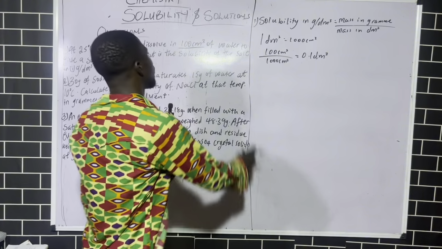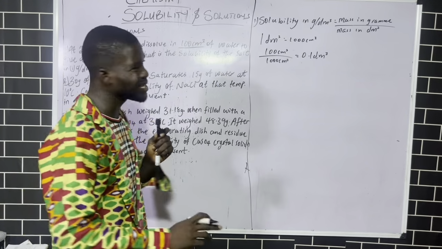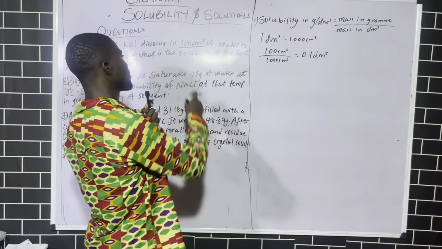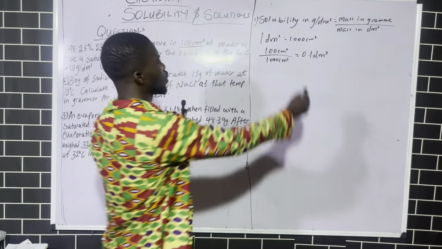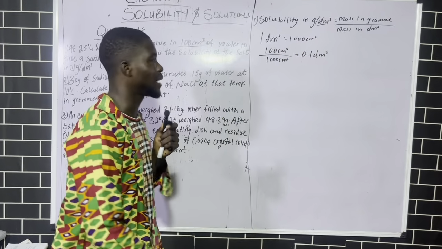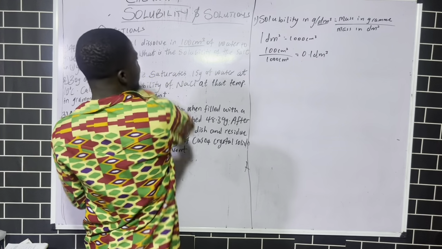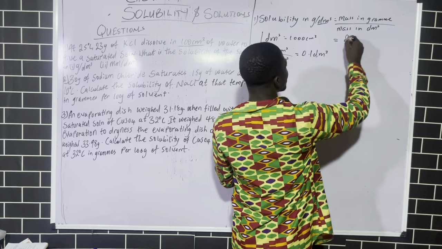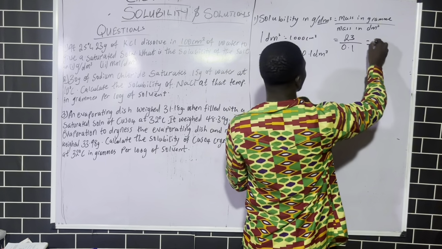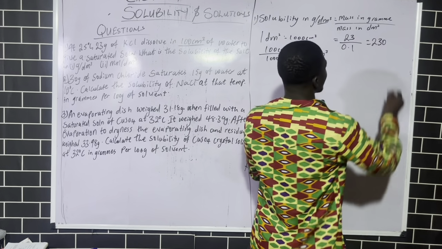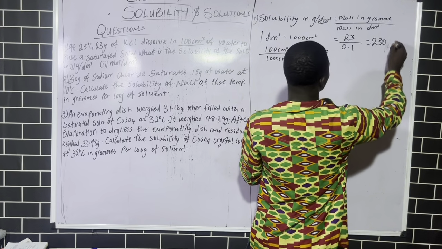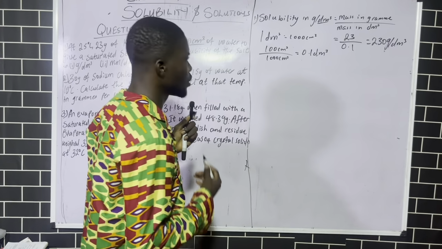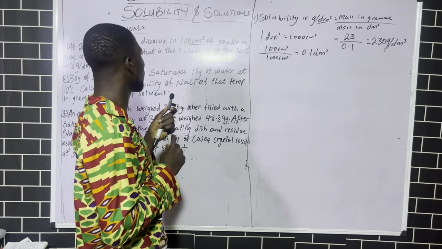So with this now, I'll be able to convert my centimeter cube. So the first thing I did was I converted the mass of solvent in centimeter cube to dm cube. That's what the equation tells us to get solubility in gram per dm cube. My solute is already in gram, so just input it to have 23 over 0.1. That's 230 gram per dm cube. This stuff is not difficult. Do you understand? It's not difficult at all.